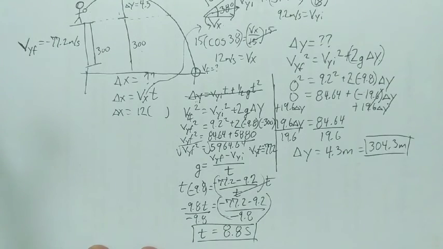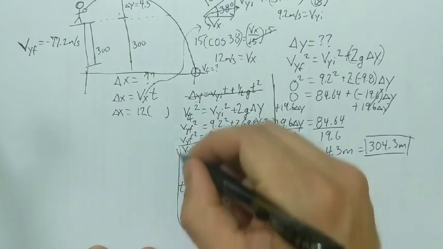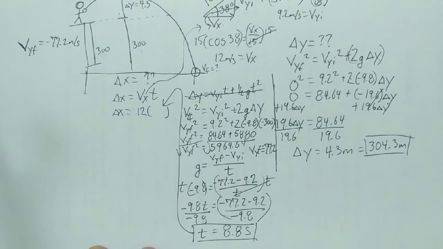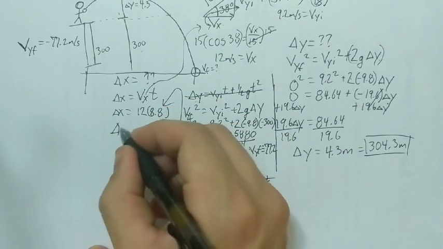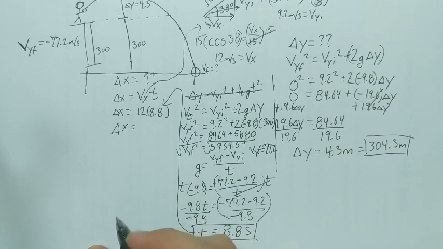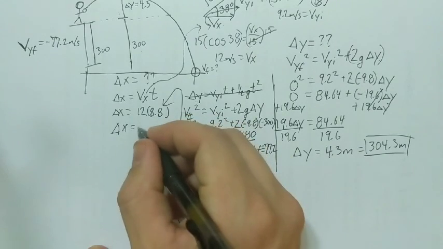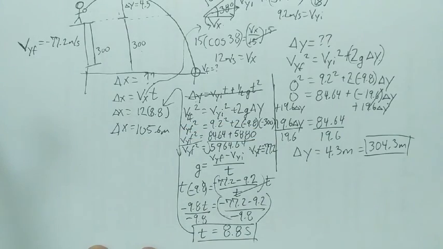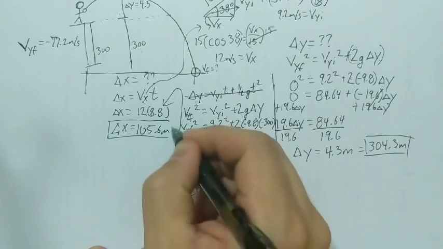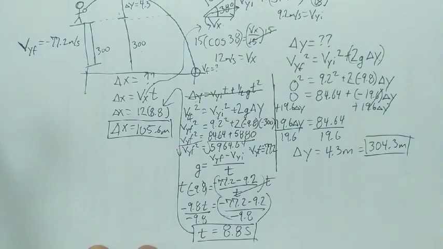Is that my final answer? No, that's not my final answer, but we're almost there. I take my 8.8 seconds of time, plug it in, delta x equals Vx times t, and I can multiply 12 times 8.8, and that gives me a grand total of 105.6 meters. Whew, I made it. Finally. Long time. But I have it finished.